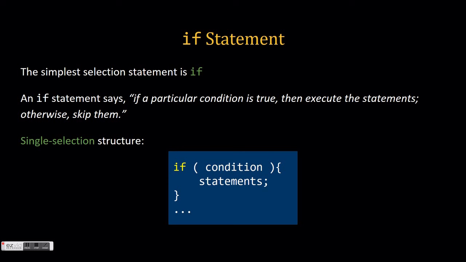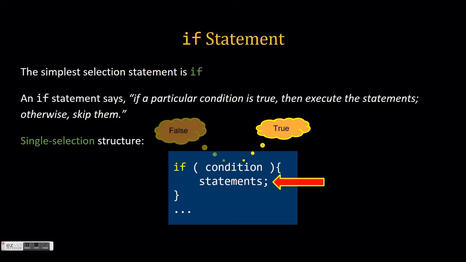Okay, so with this, what we're trying to say is, if the condition is true, then execute the statements. Otherwise, if the condition is false, then you're going to skip and go to the next line of code that follows the closing curly bracket. So again, you're asking a question. If the answer is yes, then do the statements. If it's no, then don't do anything. Move on to the next.